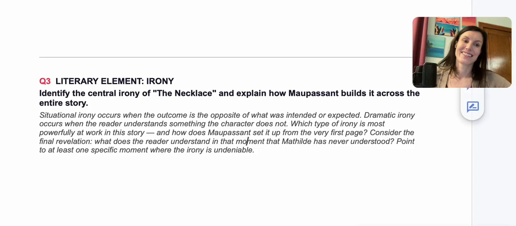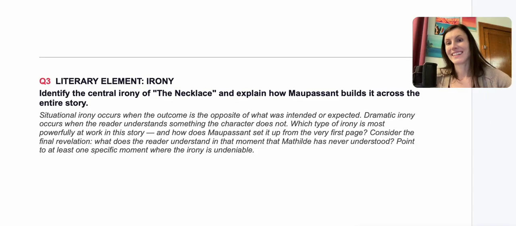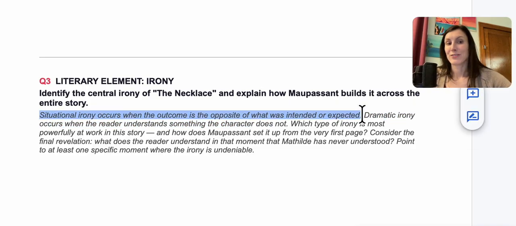Well, the reader understands that wishing things and pretending to be someone you're not can lead to bad consequences, or can lead to becoming someone you would be even worse off to become, in her case here. So this we could say is a situational irony, because we are surprised in the end when we found out that they took out all that money to buy a real diamond necklace when it wasn't even a real diamond necklace to begin with.